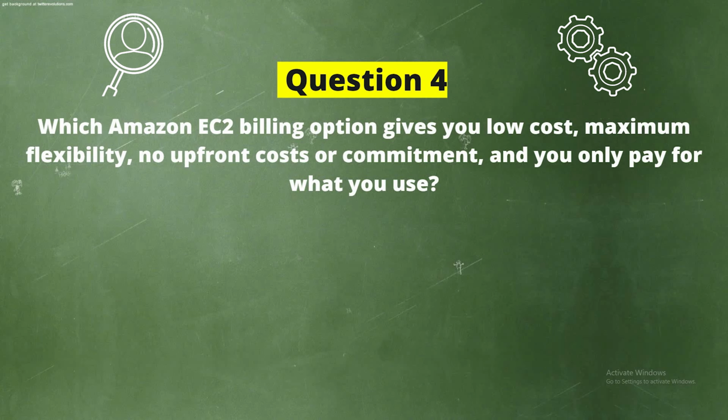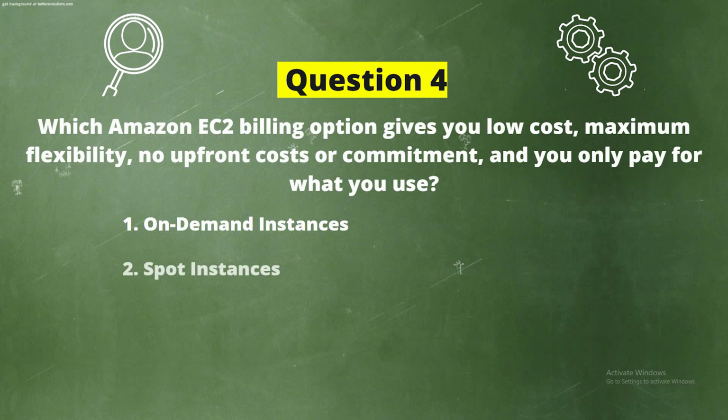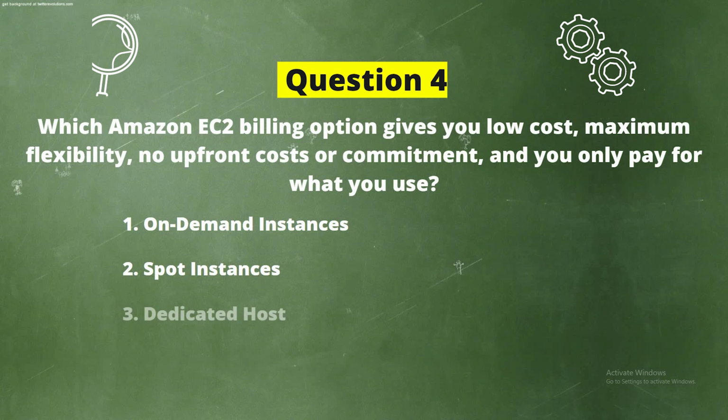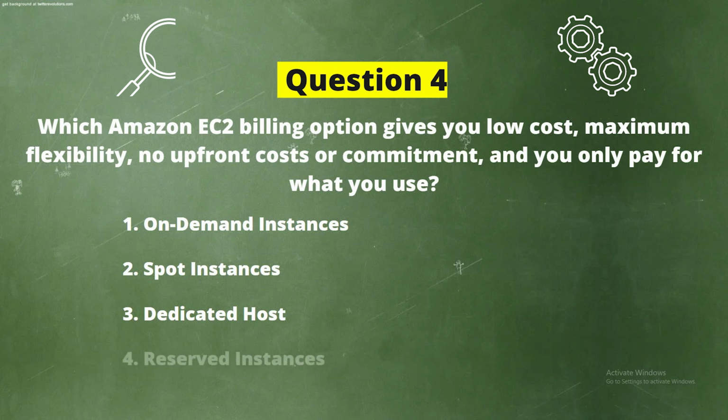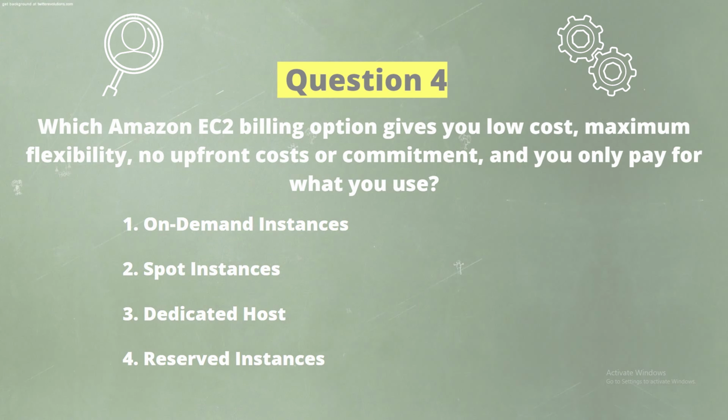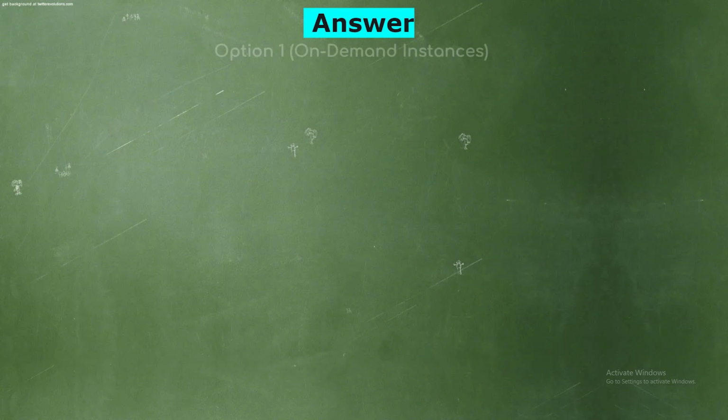Question 4. Which Amazon EC2 billing option gives you low cost, maximum flexibility, no upfront cost or commitment, and you only pay for what you use? Now the options are: Option 1. On-demand instances. Option 2. Spot instances. Option 3. Dedicated host. Option 4. Reserved instances. And the correct answer is option 1.